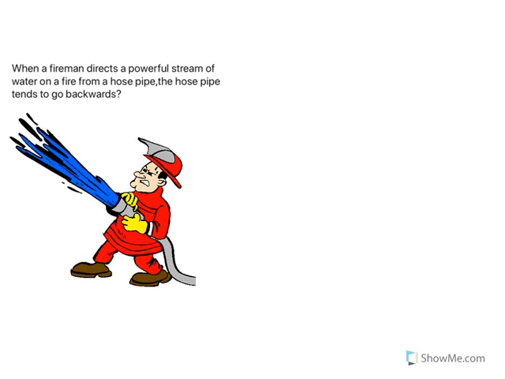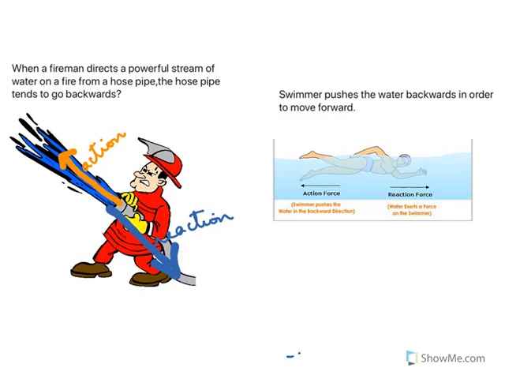Now when the water is flowing through the hose pipe, there is a force in the forward direction, because the water is flowing out with great force. So this is the action. To this there will be an equal and opposite reaction in the backward direction, and this reaction in the backward direction will push the hose pipe backwards. Hence a fireman has to make sure he holds on to the pipe very tightly. If not, it will fall behind.